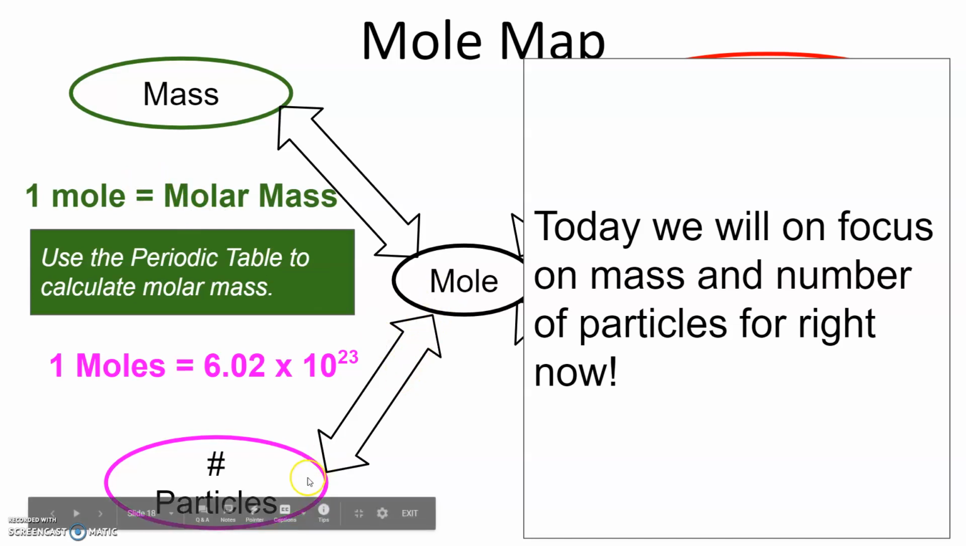When you want to go from moles to number of particles or from number of particles to moles, you use that 1 mole is equal to 6.02 times 10 to the 23. And that can be atoms or molecules, whatever particles you're focusing on.